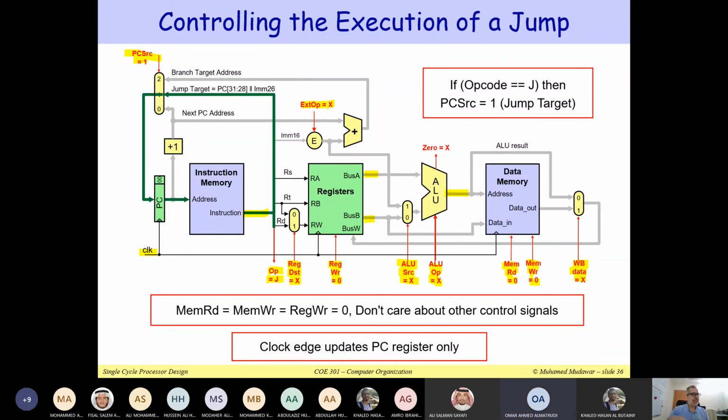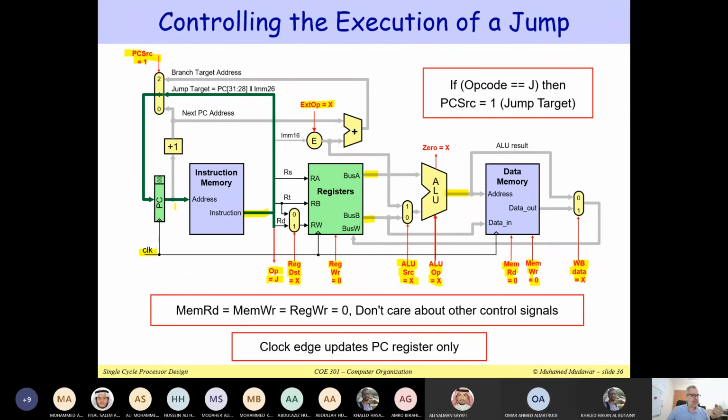Doctor, I have a question. You said that in the jump we concatenate the 26-bit immediate with the upper 4 bits of the PC. What do you exactly mean by concatenate? You just put the bits together. Yes. So you take the upper 4 bits from the PC register itself. In other words, don't modify the upper 4 bits in the PC. Just keep them the same way. Just update 26 bits in the PC and keep the upper 4 bits unmodified.